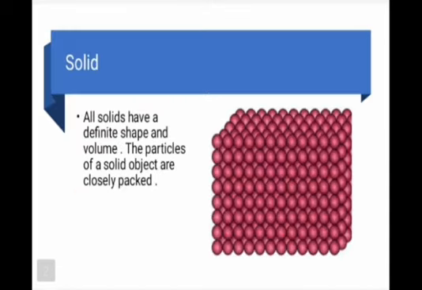Solid state. All solids have a definite shape and volume. Why? As you can see in the picture, the particles of a solid object are closely packed. So this is the reason why all solids have a definite shape and volume.